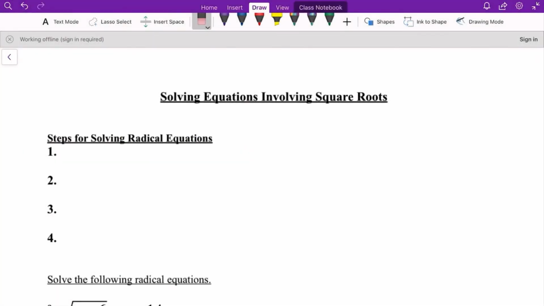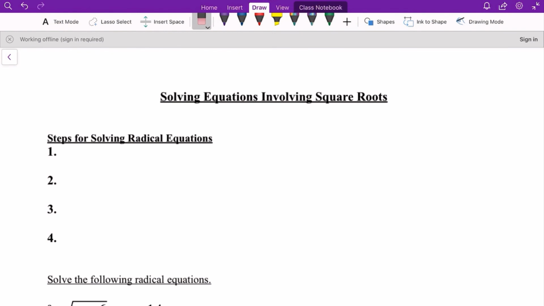All right, welcome to this video on solving equations involving radicals. As you can see on this handout, I've got some steps for solving radical equations, and I'm going to go through all the steps and how I like to perform those operations. I've got about 5 examples in this sheet.